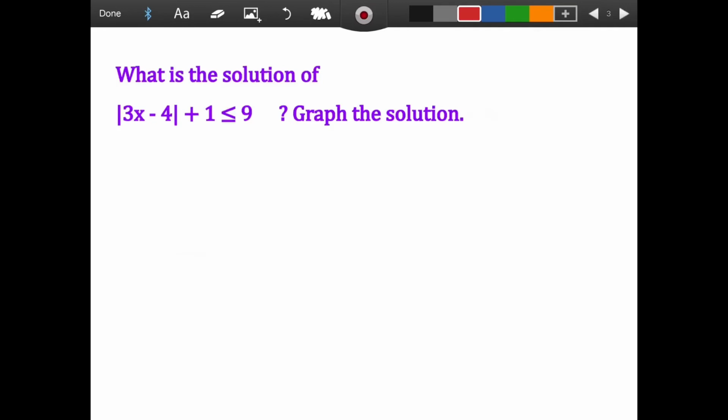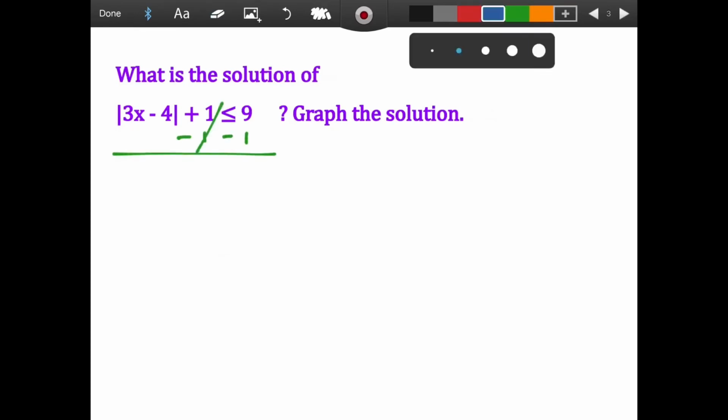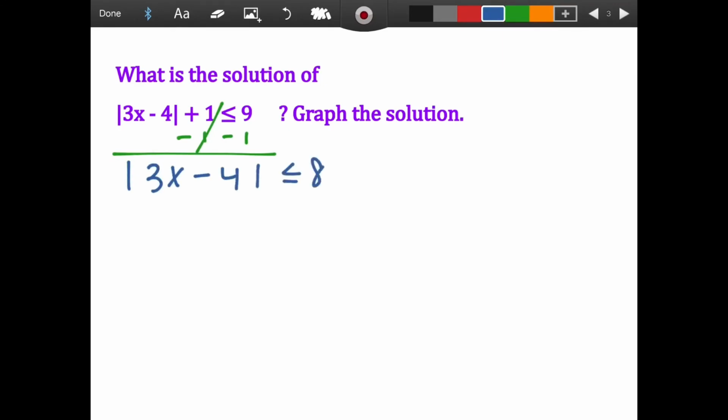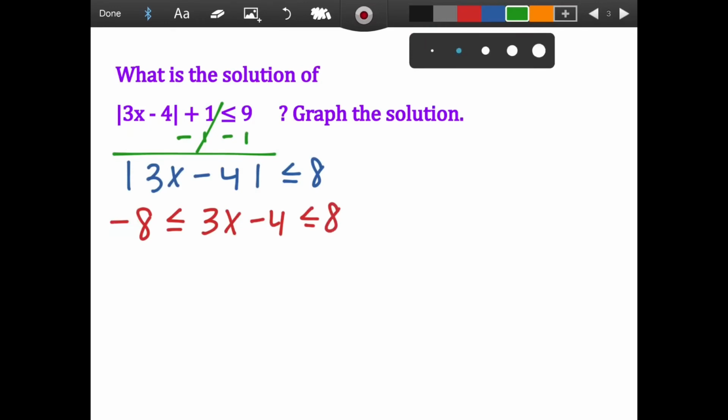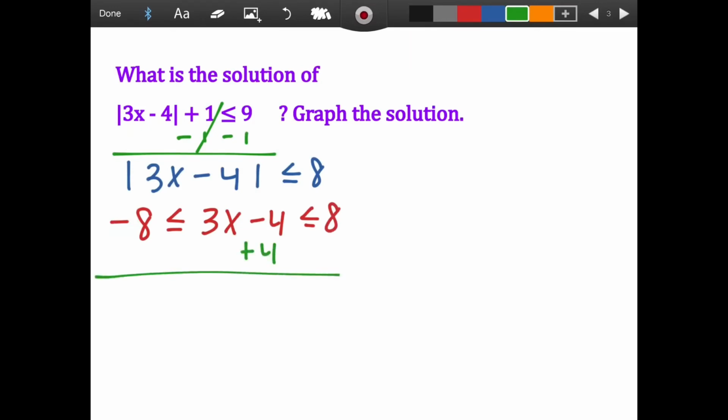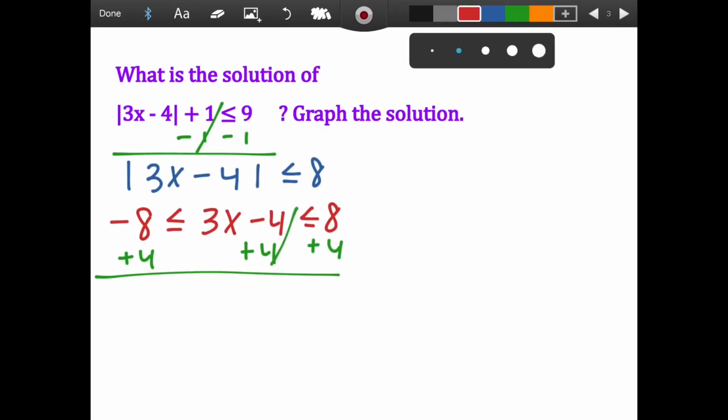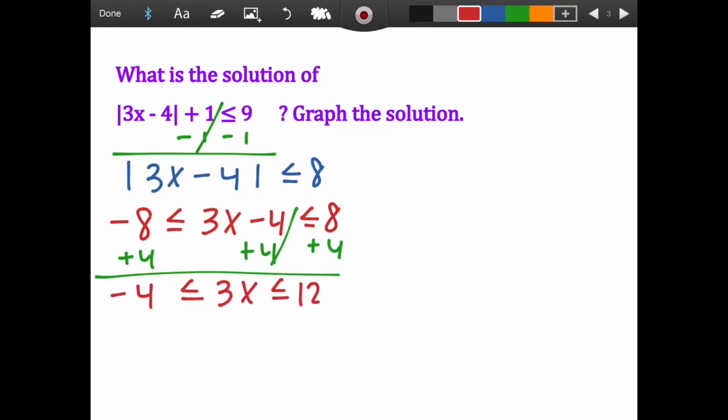The next example, we have the absolute value of 3x minus 4, plus 1, is less than or equal to 9. So we need to isolate our absolute value by subtracting 1 from both sides. When we do that, we have the absolute value of 3x minus 4 is less than or equal to 8. So now we're going to create our compound inequality. So negative 8 is less than or equal to 3x minus 4, which is less than or equal to positive 8. When we're isolating x, the first thing to do is to add 4 to every side of our inequality symbol. And we're left with negative 4 is less than or equal to 3x, which is less than or equal to positive 12.